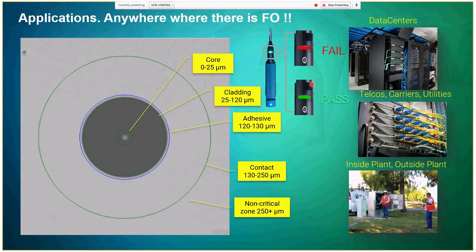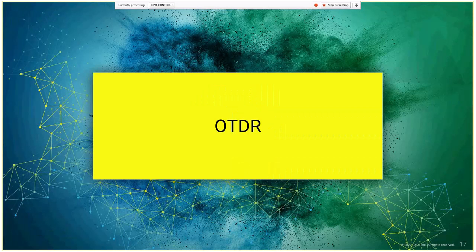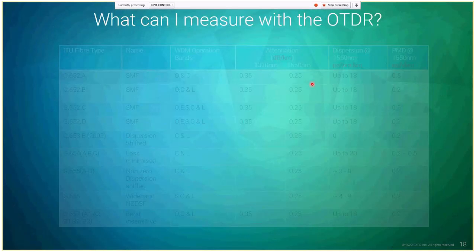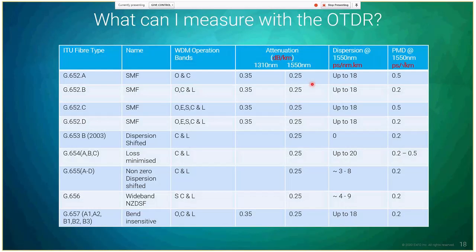OTDR. The OTDR is one of the older instruments on the network. The working principle is you send a light from A to B. You have a reflection back. The light comes back to the A side where you have the OTDR, and by dividing by the time that it took, you have your distance, because we know the speed is equal to distance divided by time.